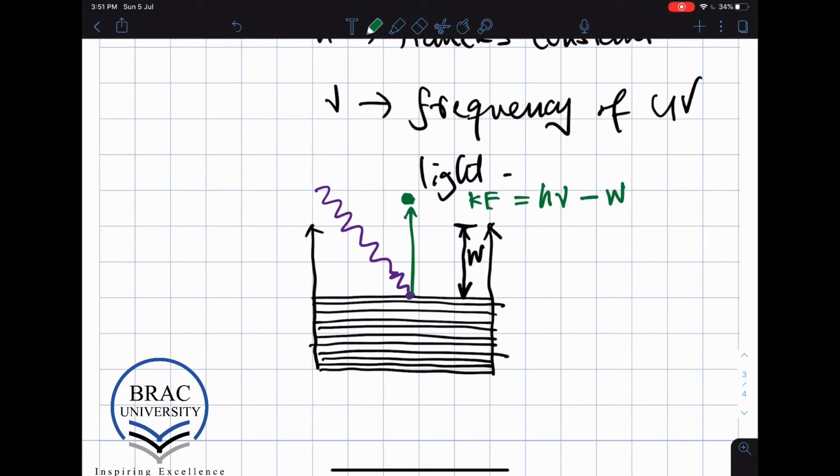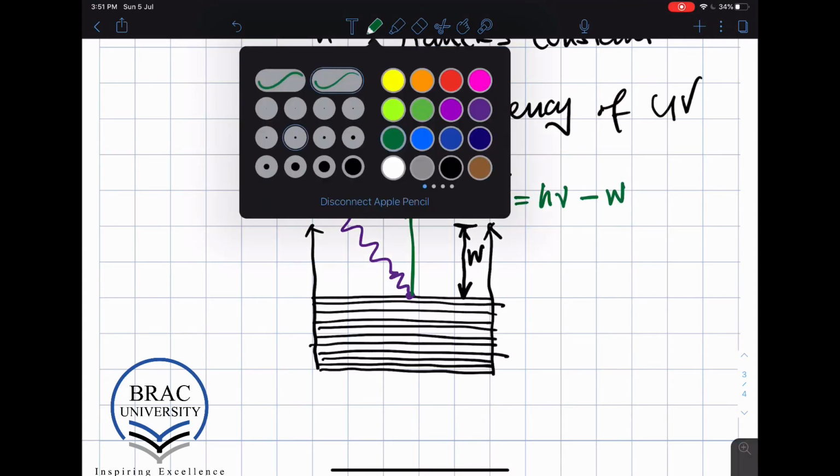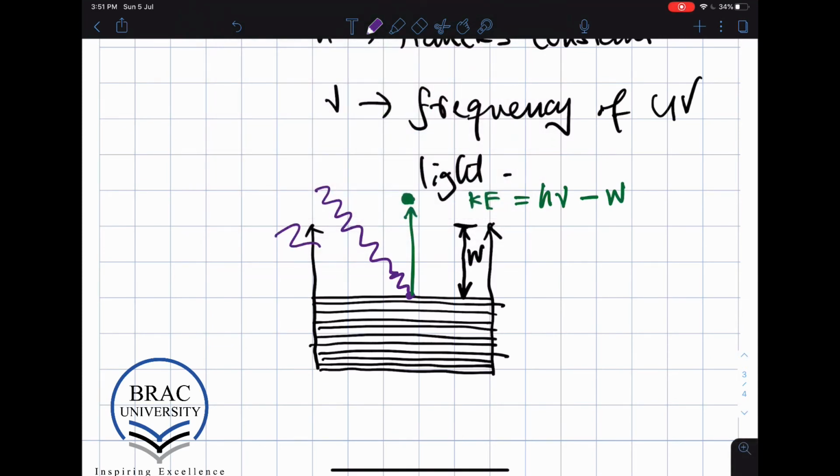Of course, if the ultraviolet radiation is absorbed by an electron which is deeper in the potential well, then that electron, when it escapes, will have energy that is less than this maximum because the amount of work that it has to do is greater than W. So this is how Einstein explained the photoelectric effect.